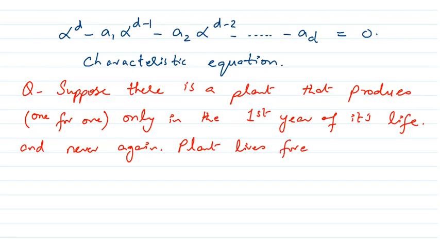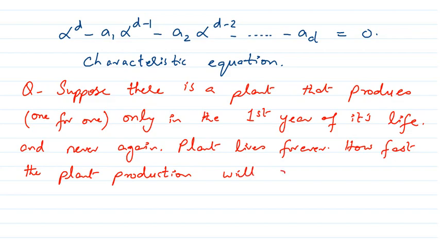Now, how fast will the plant production grow? That is, after a certain number of years, how many plants are we going to have? Because there is a plant, for example, a single plant. It produces one more plant only in the first year of its life and then never again. And that very plant is definitely going to live forever.